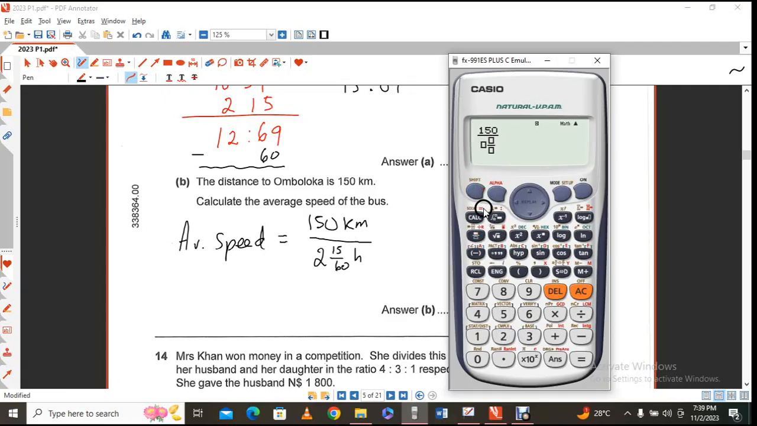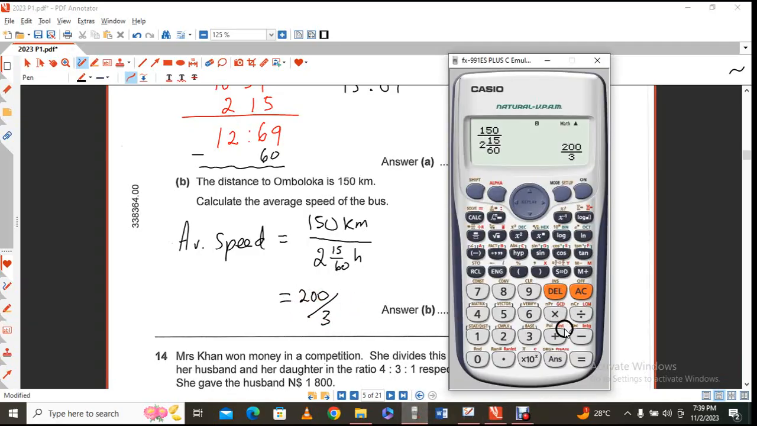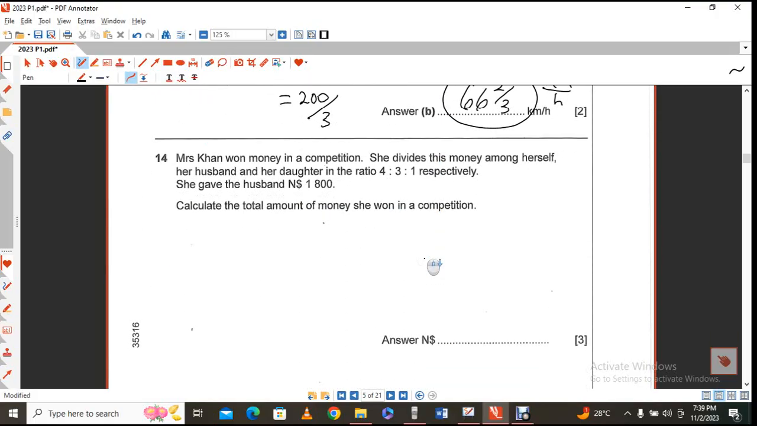So you see my use of my calculator, please. I am now putting in a mixed number by pressing shift and that in there. So I have 2 hours and 15 upon 60. Now 15 out of 60 is nothing but a quarter. So I have 9 over 4, and the answer is 200 over 3, which you can go ahead and find its decimal equivalent, which is 66.6, and that 6 is recurring. So of course I can write it as 66 and 2/3 kilometers per hour. That is the speed, the average speed.